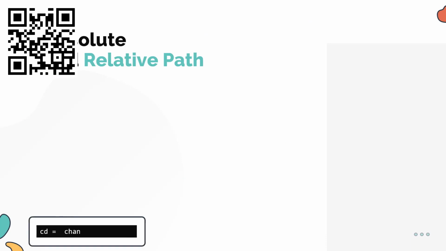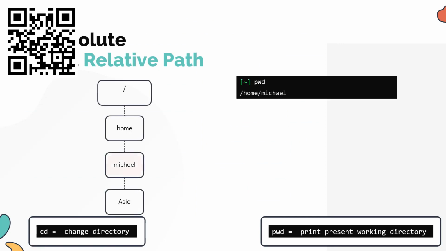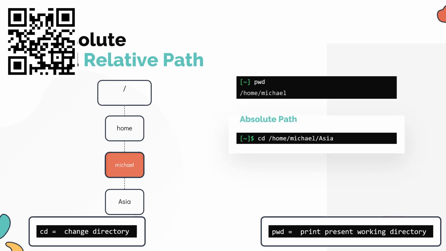Consider an example where the user is in the home directory at the path /home/Michael and wanted to go to the directory called Asia. He could do it two ways. The first way is to specify the complete path to the directory all the way from the root directory, which would be /home/Michael/Asia.